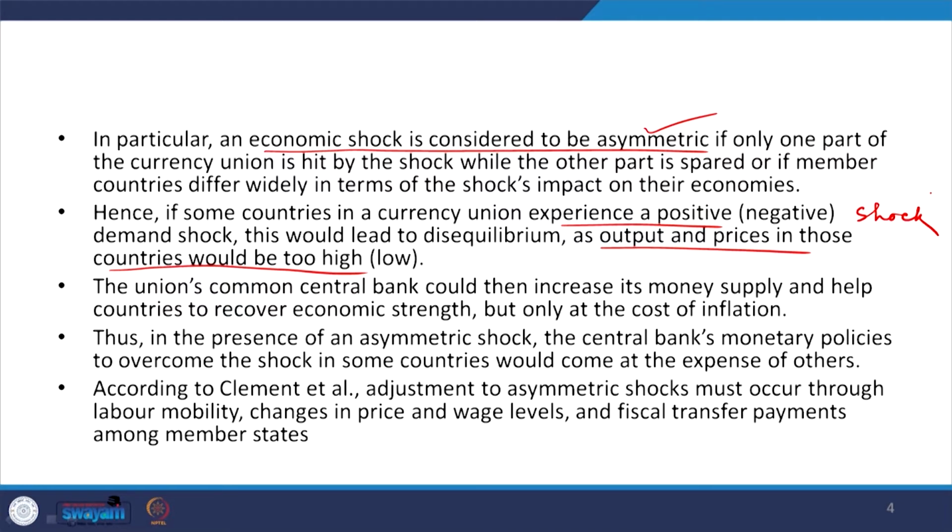So, the union's common central bank could then increase its money supply and help countries recover their economic strength. The role of the common central bank is important to neutralize the disequilibrium conditions. But if the common central bank raises or adjusts the money supply, that would be at the cost of inflation for sure.